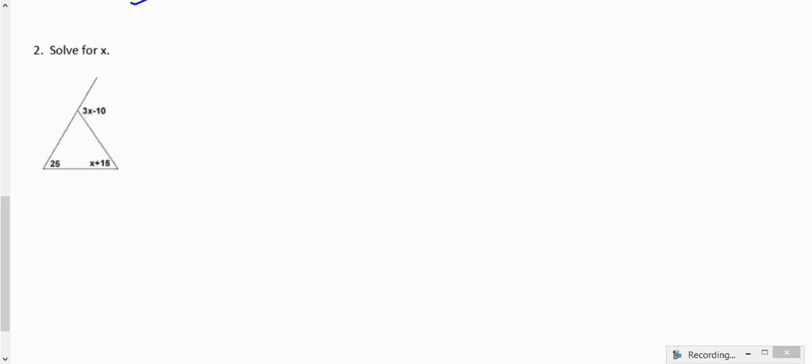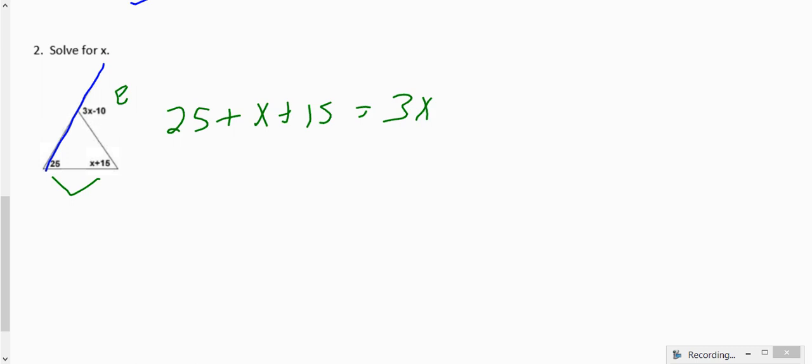Another one, notice the side that is extended. Therefore we have the exterior angle and the two remote interior. Again, the relationship says that the two remote interior angles added together will equal the exterior angle. Now remember, this is angle 1, one of the two interior angles, and this is the other one. So we added them together.